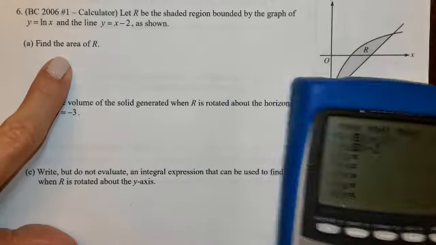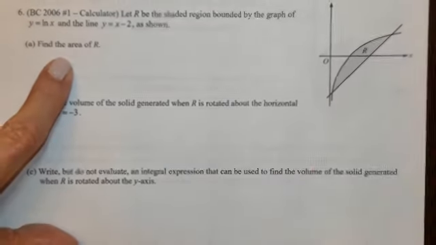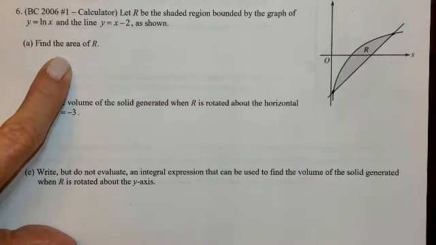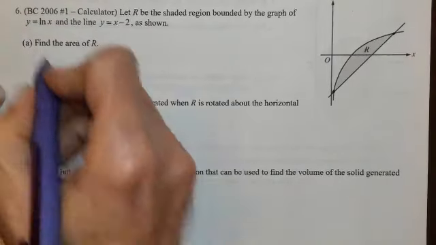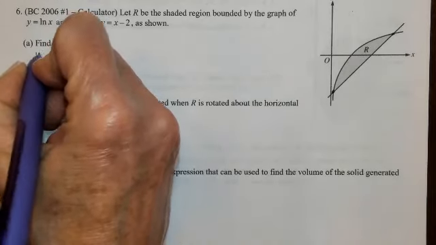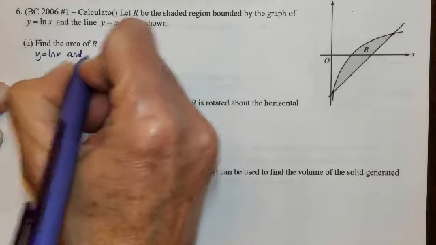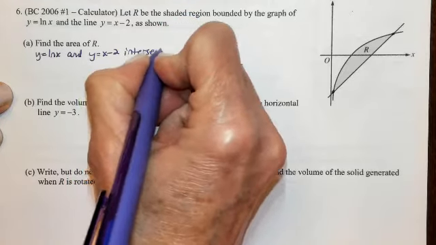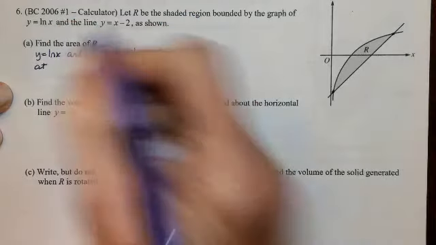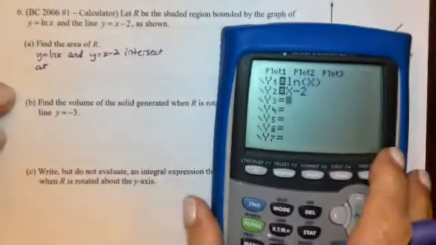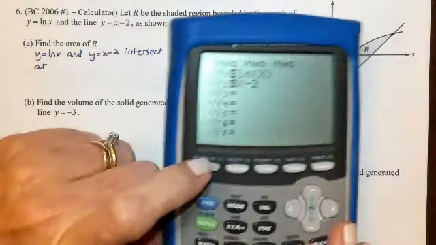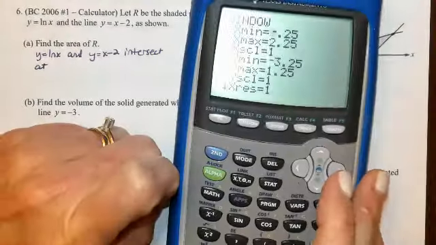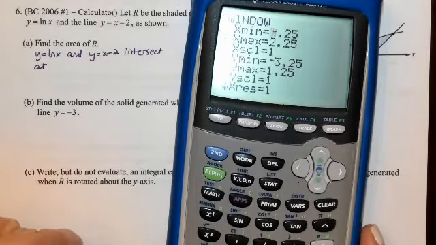Part A, find the area of R. Area of R, nice. Well, we know it's top minus bottom, but we need to go find these intersection points. So tell AP what we're doing, right? So I'm going to say y equals ln x and y equals x minus 2 intersect at. Okay. Let's see, what's a good window for this? I'm not sure what the good window for this is. I don't think it's going to be just too much.